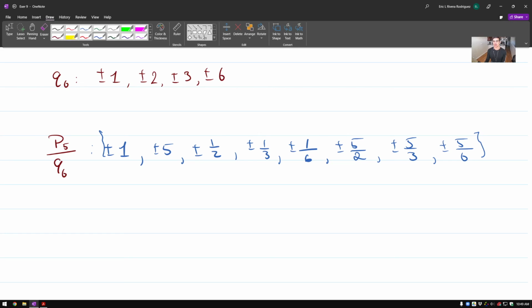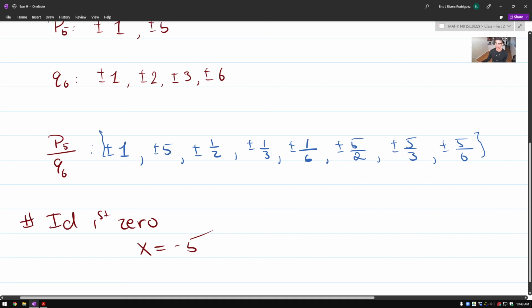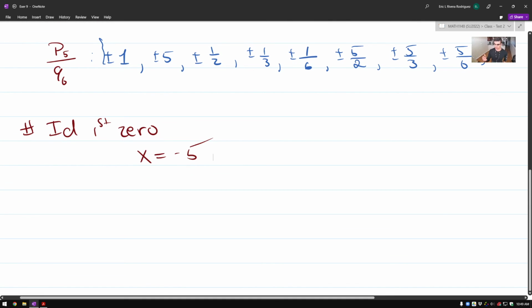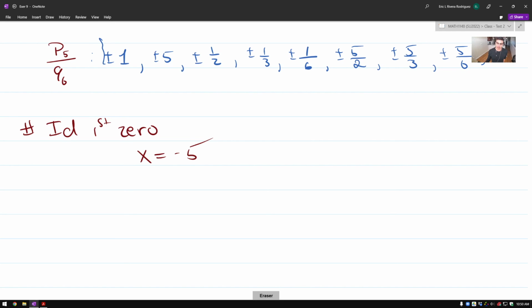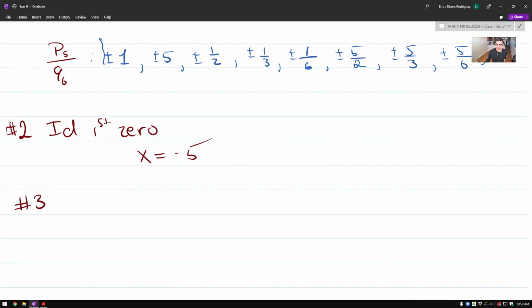Step number 2, we need to identify the first zero. For that, what we're going to do is the graph evaluation. I'm going to skip that part because we don't have too much time to finish this exercise. So x equals minus 5 is one zero of the polynomial. Step number 3, we get a linear factor from that zero. So the linear factor is x plus 5.